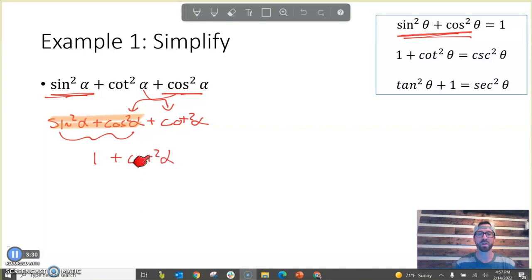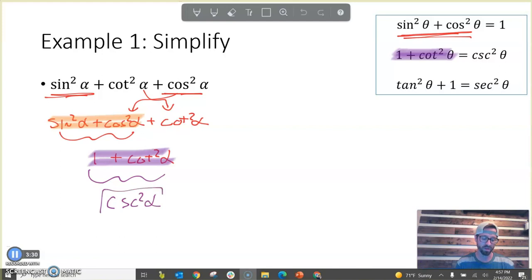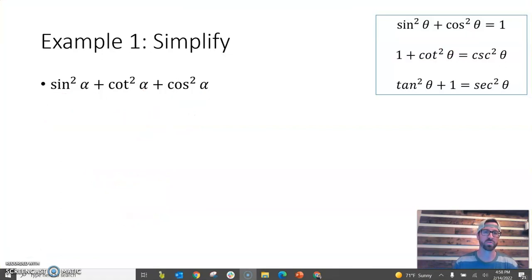And then we have cotangent squared alpha that we just bring down. Well, then you're looking at your identities thinking, oh, 1 plus cotangent squared alpha, that looks familiar. That's the same thing as cosecant squared alpha. So I'm going to take that and substitute in cosecant squared alpha. And that's as simple as this expression gets. So for this first one, we took this big complicated expression and found that with our Pythagorean identities, it simplifies down to a nice simple cosecant squared alpha. Let's do example 2.